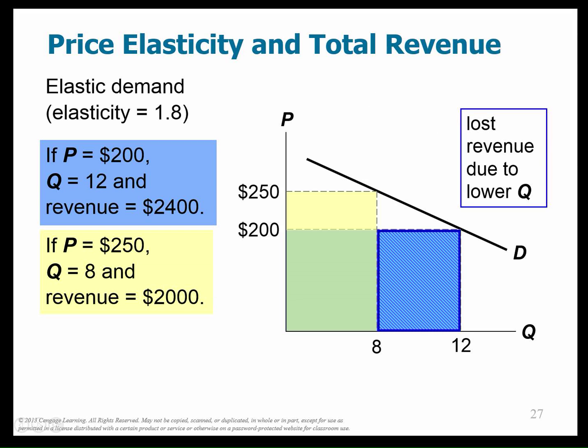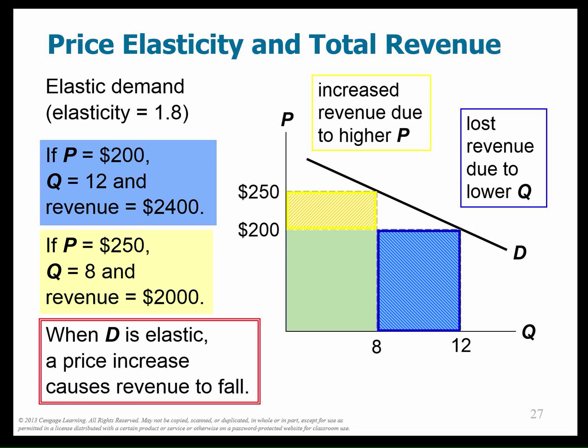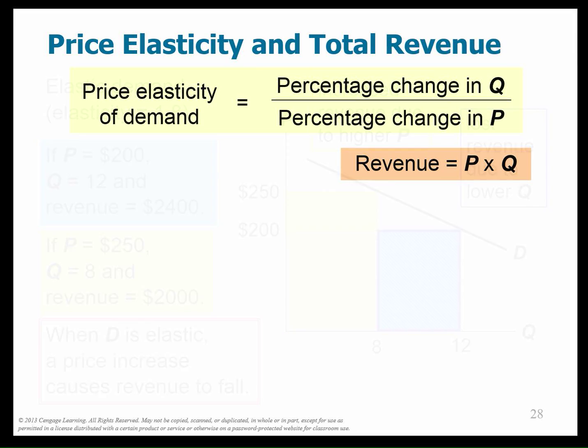So that's my lost revenue from people who don't buy, less Q. This is gained revenue due to higher P, but you can see the yellow rectangle is smaller than the blue rectangle. The gain from higher P is less than the loss due to the fewer people buying. So when D is elastic, remember this, a price increase causes revenue to fall. Anytime that you're at an elastic point on the demand curve, you should lower your price.